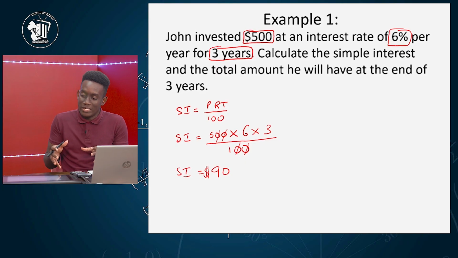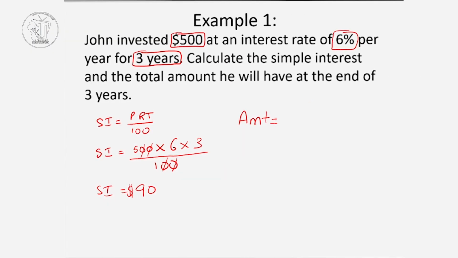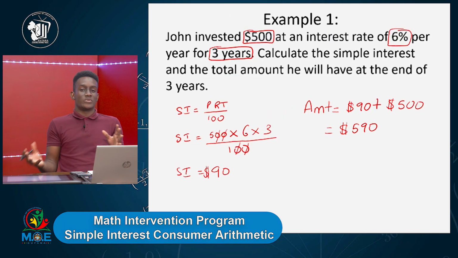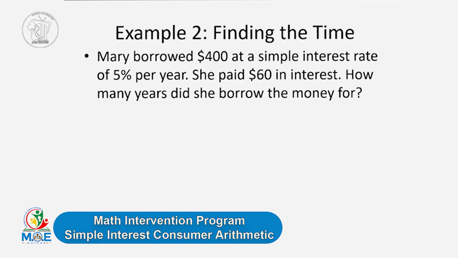They also want us to find the total amount that he will have at the end of 3 years. So we know the amount would be the simple interest plus the principal. The simple interest is $90 plus the principal, which is the $500. So the amount of money that he will have would be $590. After we finish calculating the simple interest, we just add that to the principal, and that will give you the amount. Now let's look at example 2.